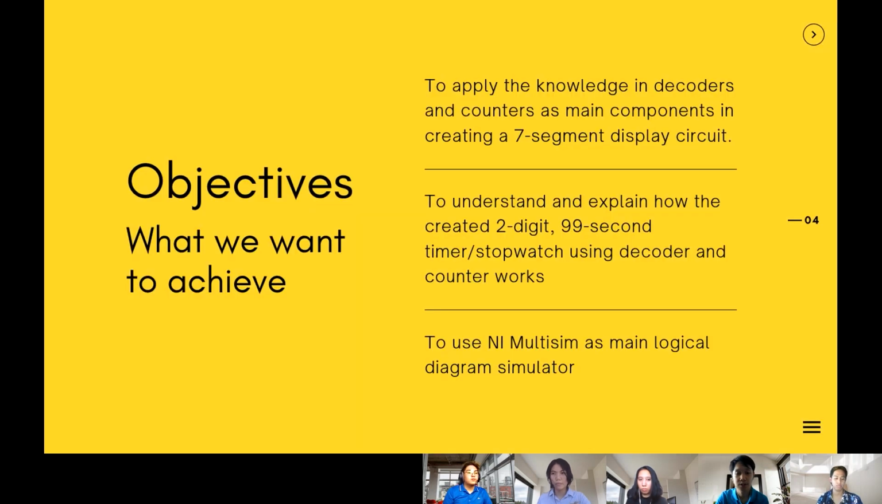So for our objectives, the project is to apply the knowledge in decoders and counters as main components in creating a 7-segment display circuit, to understand and explain how the created 2-digit 99-second timer or stopwatch using decoder and counter works, and to use National Instruments Multisim as main logical diagram simulator.